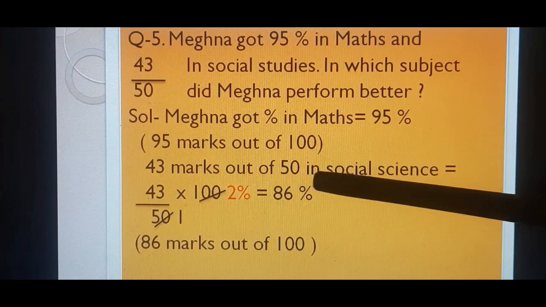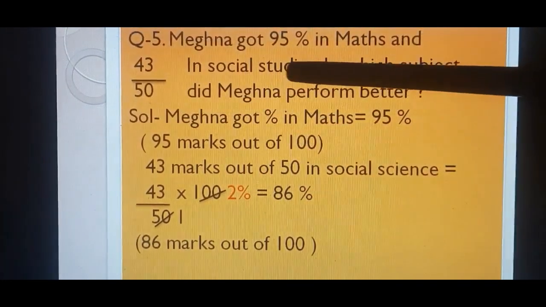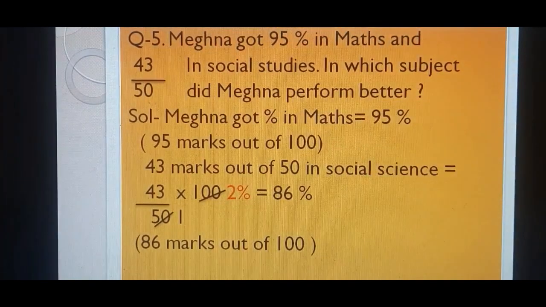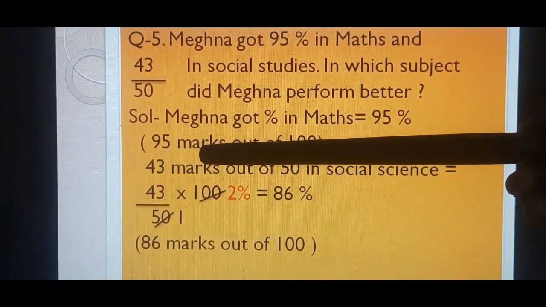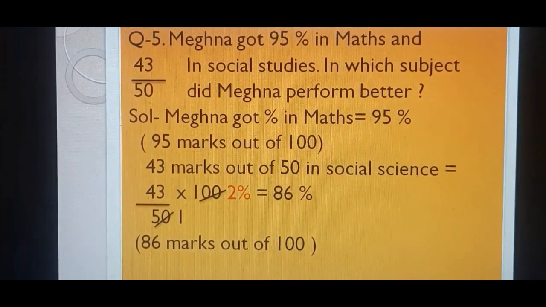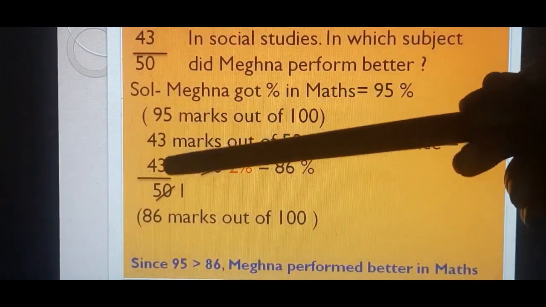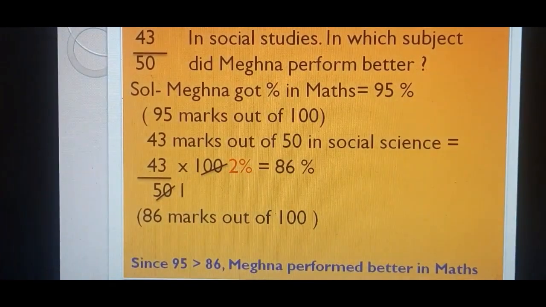43 marks out of 50, because here it is 43 upon 50. In social science, she got 43 marks out of 50. Right? So 43 marks of 50. We have to find out now the percentage. So 43 upon 50 multiply by 100%.